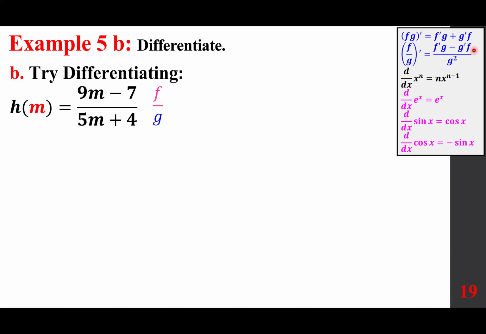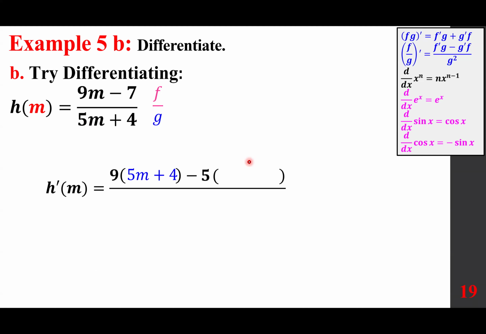So we need f prime g minus g prime f over g squared. So f prime is simply 9. G is the denominator, 5m plus 4. Minus g prime is just 5, times f, the numerator, 9m minus 7, over g squared, the denominator, 5m plus 4, quantity squared.